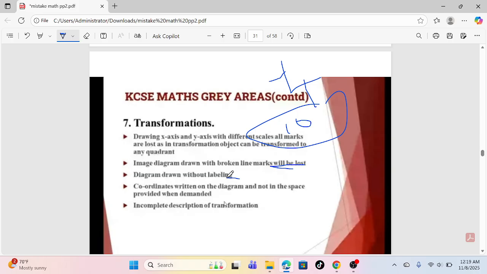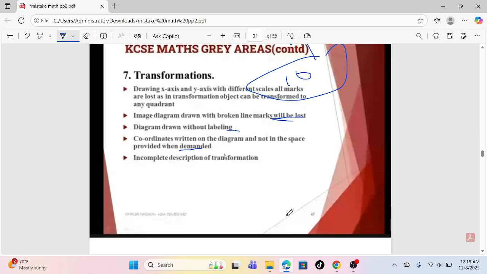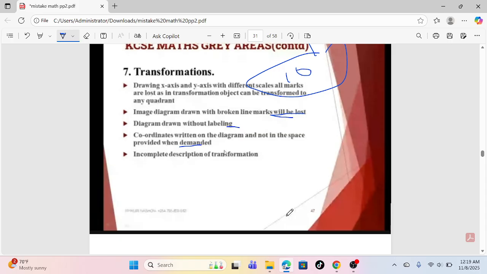Also, coordinates written on diagram are not in the space provided when demanded. So for example, naweza kuambia nini, write the coordinates of A prime, B prime, C prime kwa swali. So unafaa uandike under space provided because the instruction of the first page, the instruction unakuambia nini, fill the answer in the space provided. So you follow the instruction. Like example ilikuwa nini, all about instructions.